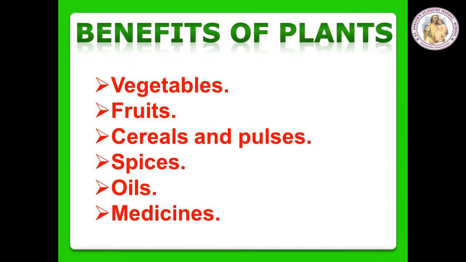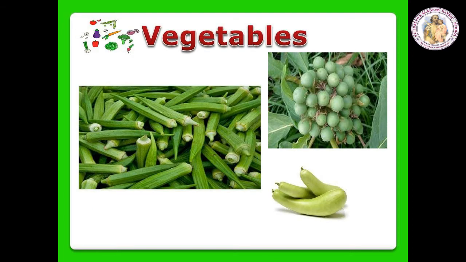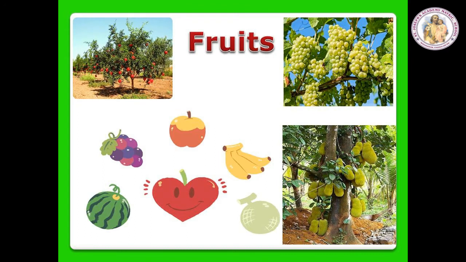Now we will see the benefits of plants. We get many benefits from the plants, like we get vegetables, fruits, cereals and pulses, spices, oils, medicines from the plants. Vegetables. We get many vegetables from the plants. For example, lady's finger, devil's fig, bottle gourd, etc. We get fruits from the plants. For example, pomegranate, grapes and jackfruit, etc.